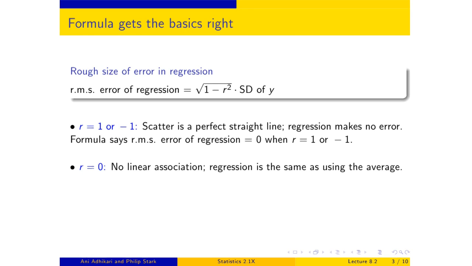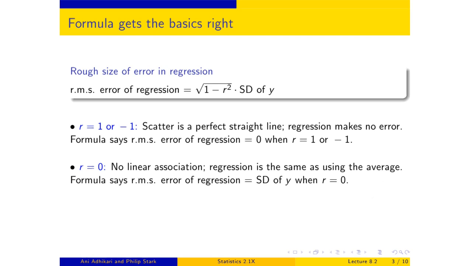Well, if you always predict the average, what's your error? Your error is the SD. And if you plug in a 0 here, then all of this is just 1. And you end up with the formula saying that your error will be the SD of y when r is 0. That is what you expect.